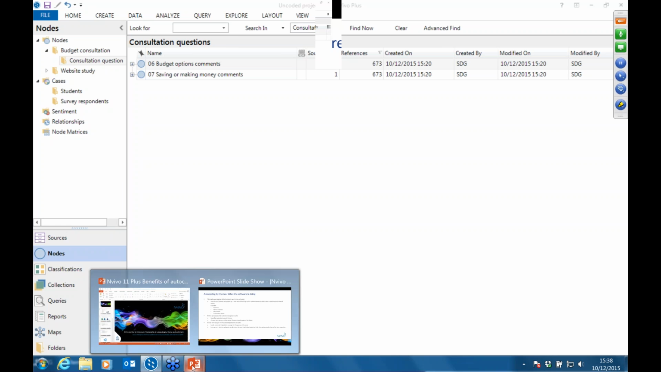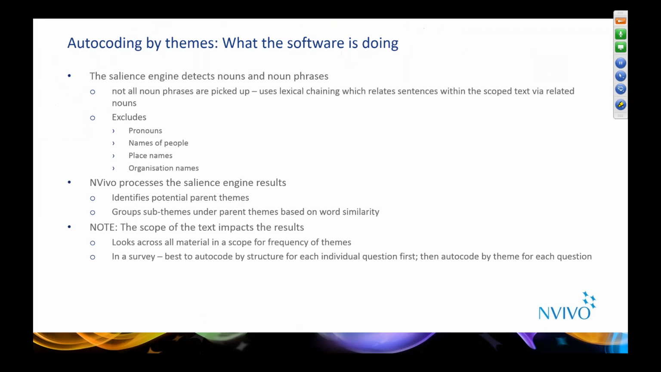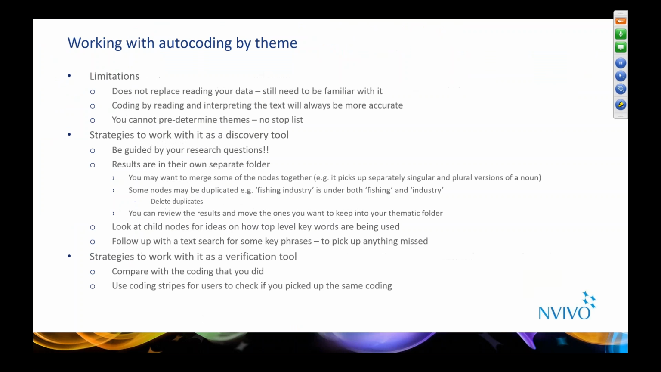So if I just go back to my PowerPoint here, just working with autocoding by theme, just be aware of the limitations. It doesn't replace reading your data. You still need to be familiar with it. And also, coding by reading and interpreting the text will always be more accurate. And also you're not able to predetermine the themes. There's no stop list. There's no way you can say, don't ignore all that bit, when I made that big introduction about what this focus group's about. Can't do that.